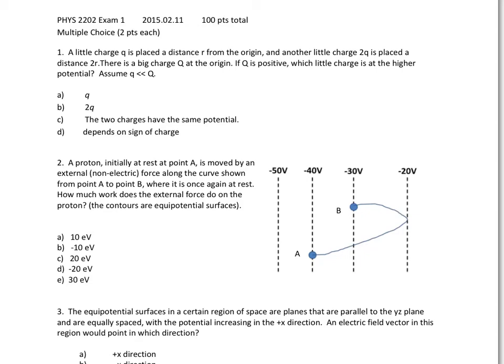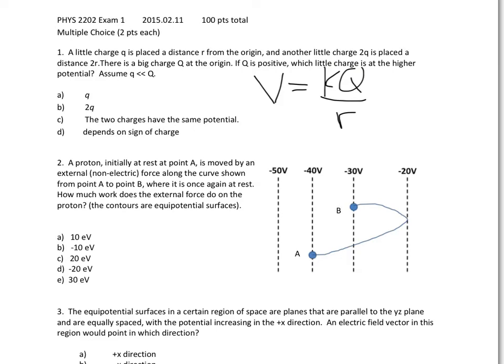For problem number 1, the formula to use is the formula for the potential around a point charge. In this case, the point charge that is creating the potential is the big charge Q. So the appropriate formula to consider is K times capital Q over R. So for the charge Q, which is at position R, this formula would give its potential.